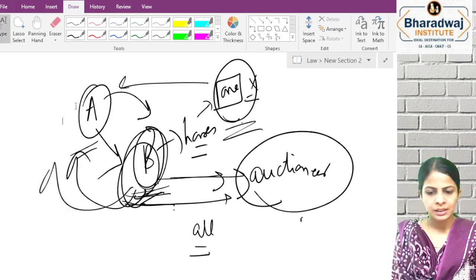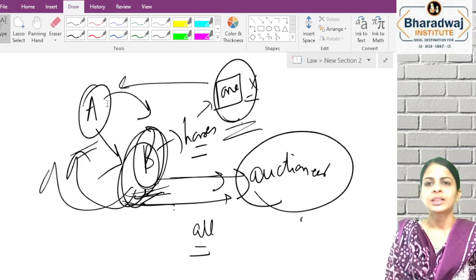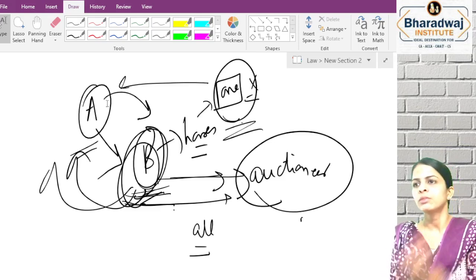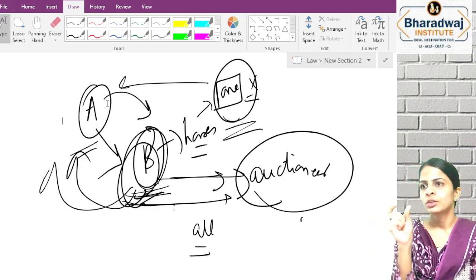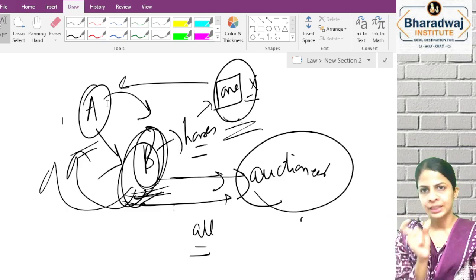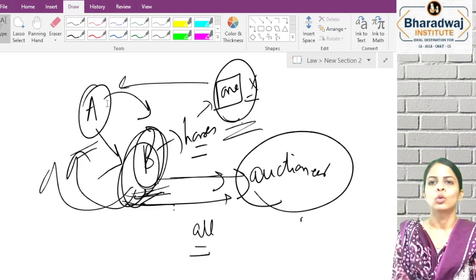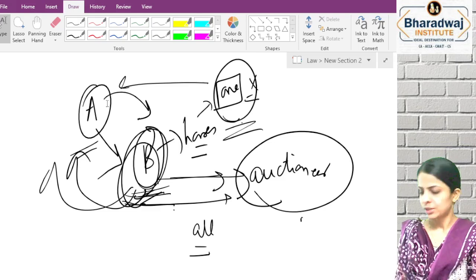Acceptance must be in a prescribed mode and within the time specified. If the time specified is 5 days, acceptance has to be made within 5 days. Your examination portal is open for 15 days. Can you make the application on the 16th day? No, closed. Same thing. It has to be made within the time prescribed.